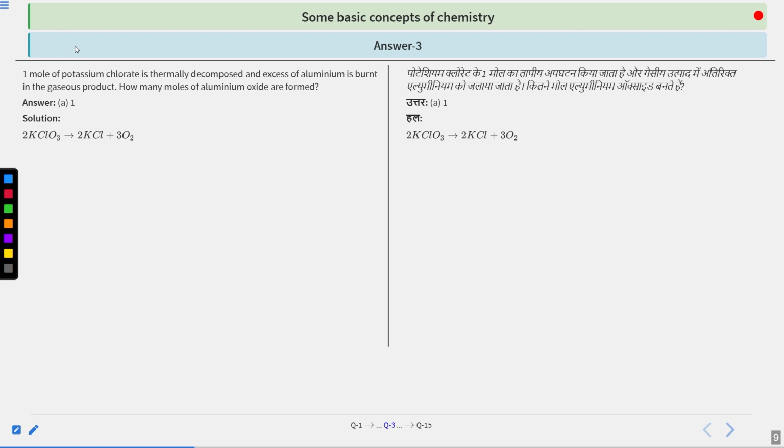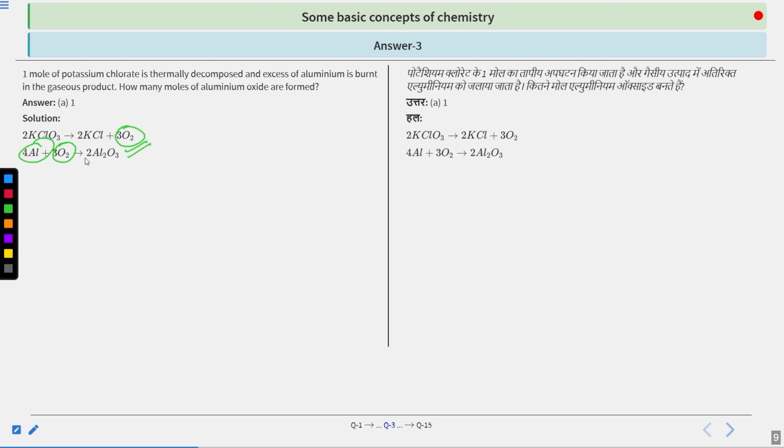Now let us see the explanation. First of all, we write the decomposition equation. 2 moles of KClO3 decomposes to 2 moles of KCl and 3 moles of oxygen molecule. Similarly, whatever oxygen we get is used for the combustion of aluminium. If you write the balanced equation corresponding to 3 moles of oxygen, then 4 moles of aluminium will react with 3 moles of oxygen molecule to give 2 moles of aluminium oxide. Clear? So why have we written this equation in this way? Why do we use 3 here? So that the two equations can be matched.